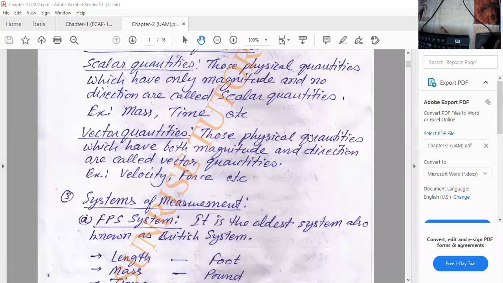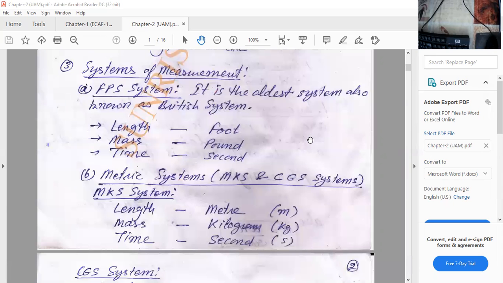Now let's go to the third article. This is systems of measurement. As far as systems of measurement are concerned, there are different systems of measurement. The very first system which was introduced by our scientists in the past is the FPS system. FPS system is the foot pound second system. In this system, there were originally three fundamental quantities. They were length, mass, and time. And their respective units were foot, pound, and second.